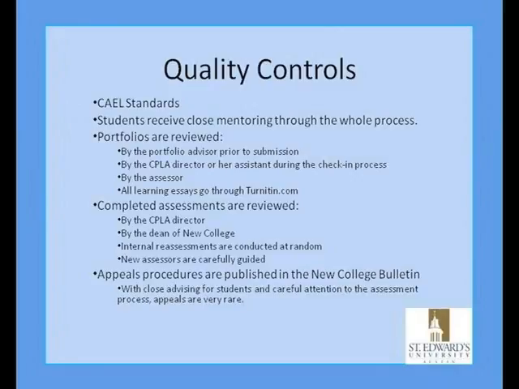Finally, our appeals procedures are published in our bulletin. We don't have many of them. In fact, it's been a couple of years since I've had a formal appeal. And because we try to maintain such open communication with our advisees, I think that's one thing that has helped us. So that's pretty much the quality control. You can see we're kind of like the mother hen sitting on the egg from the time the portfolio comes in until the results go out.